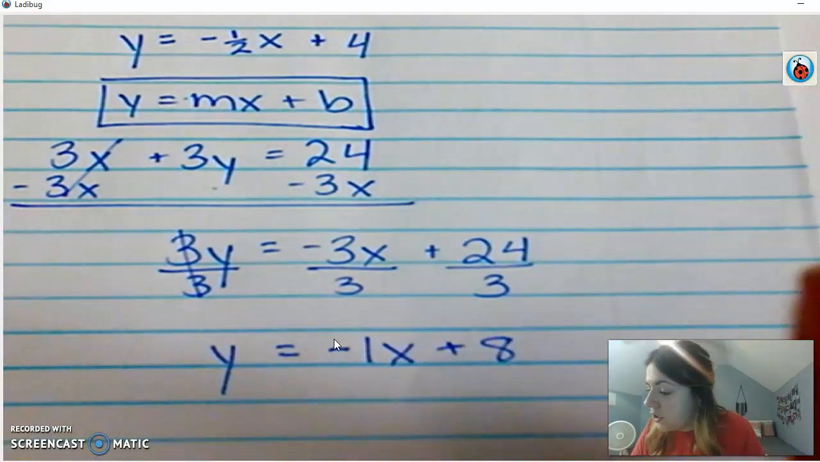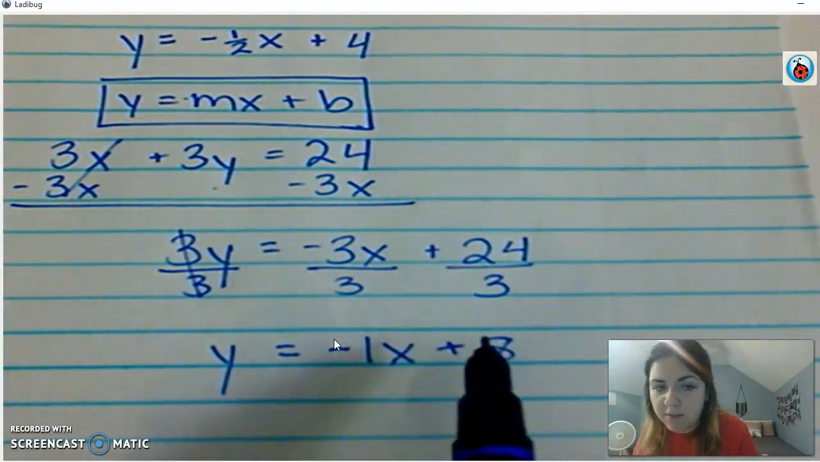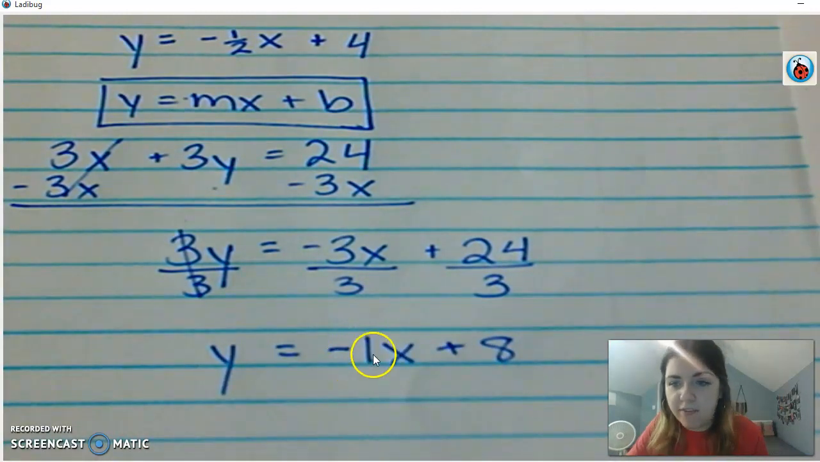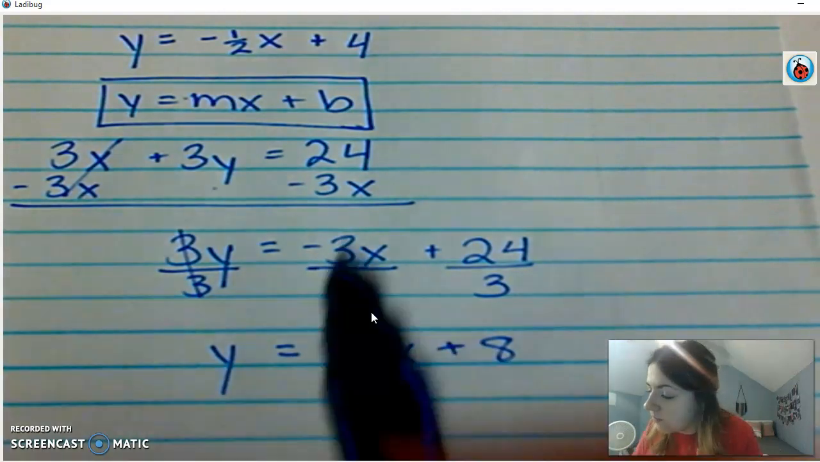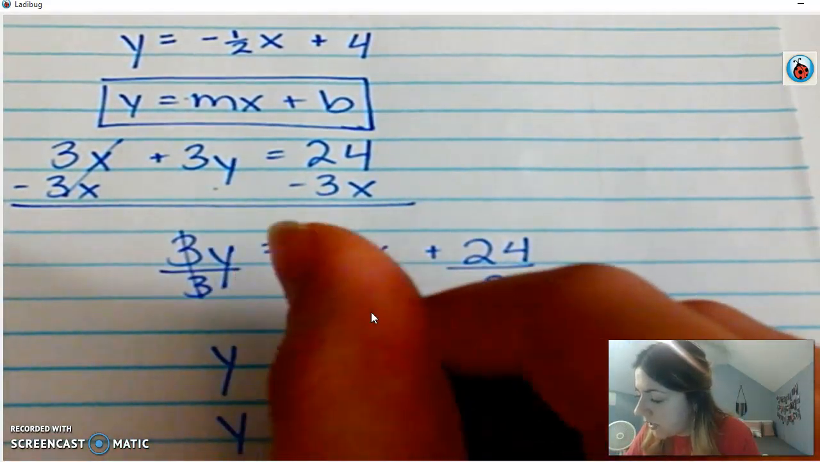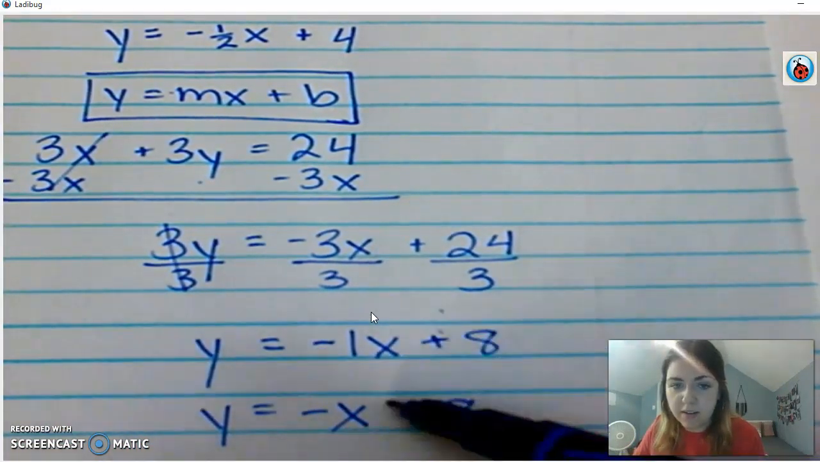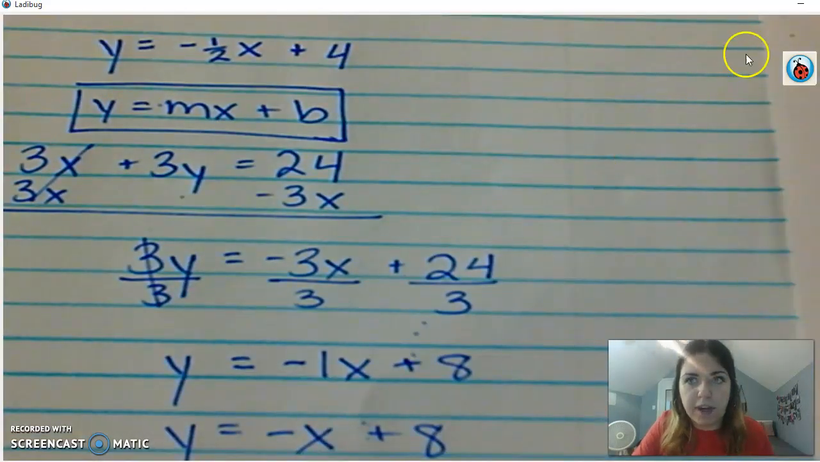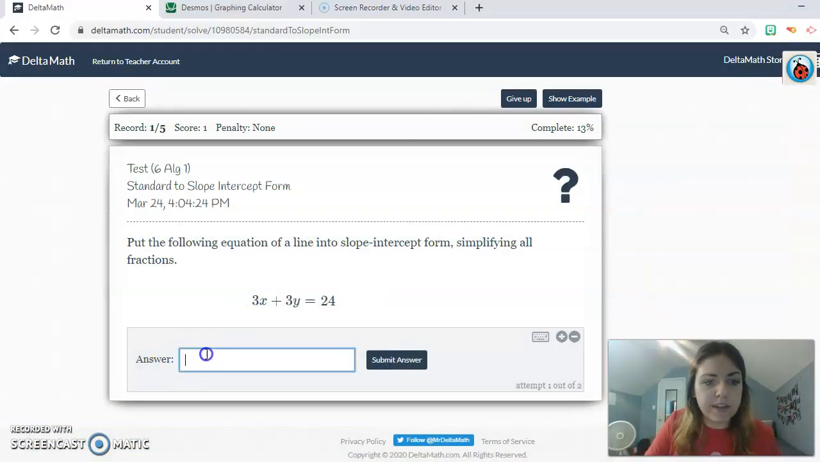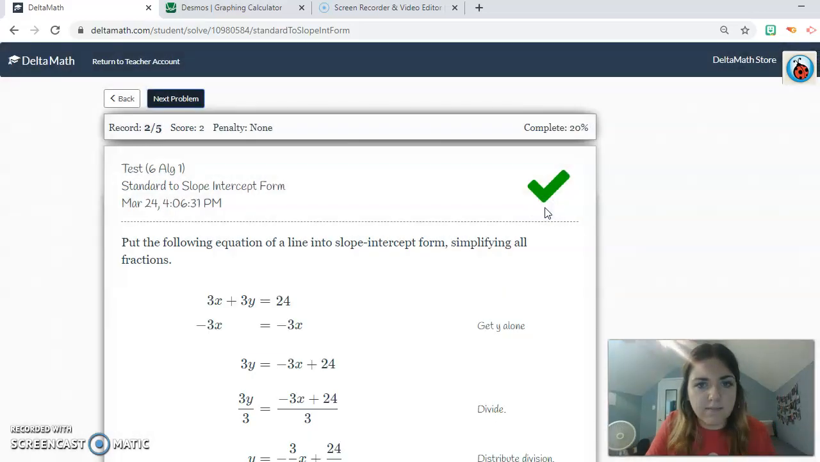Okay, so you can either type it in like this on Delta Math, or we know that when I have a negative 1 in front of a variable, I don't have to include the 1, I just have to include the negative. So you can write in this answer, or you could write in y equals negative x plus 8. Those are the same thing, and either one will work. Okay, so if I go back here, y equals negative x plus 8, and submit it, and there you go. Okay, so good luck.